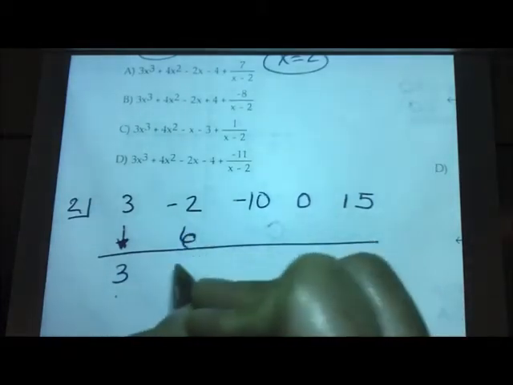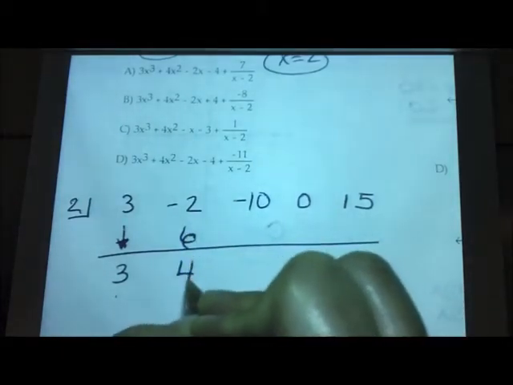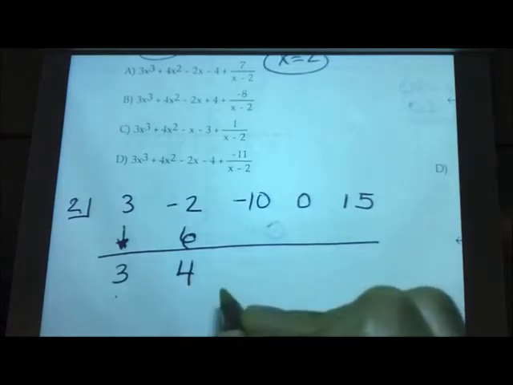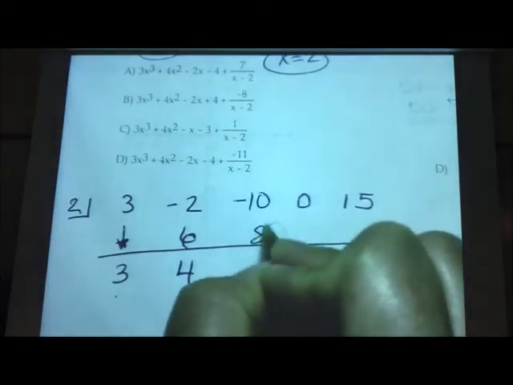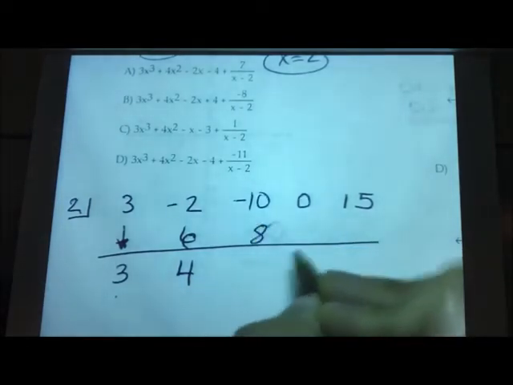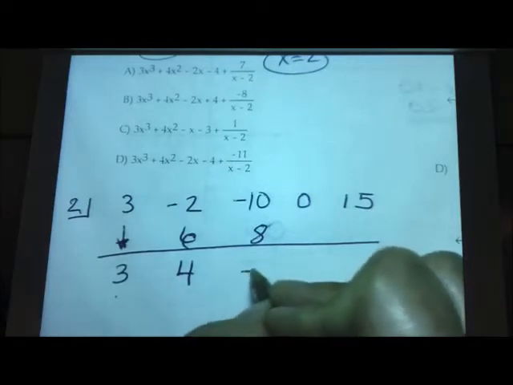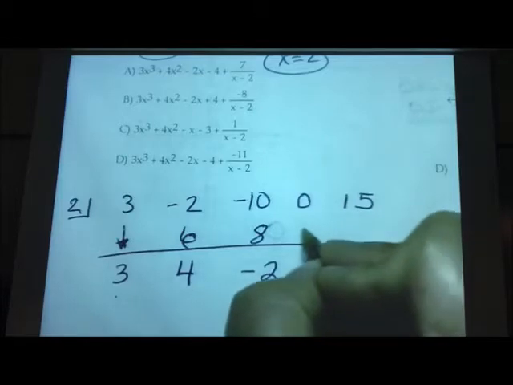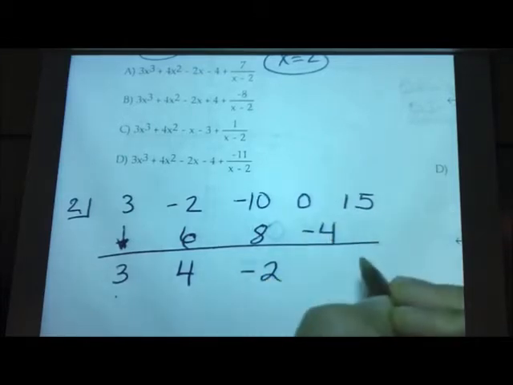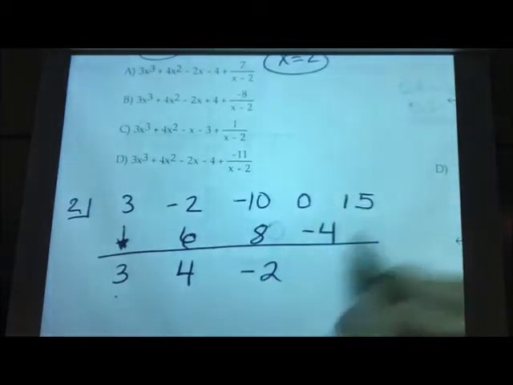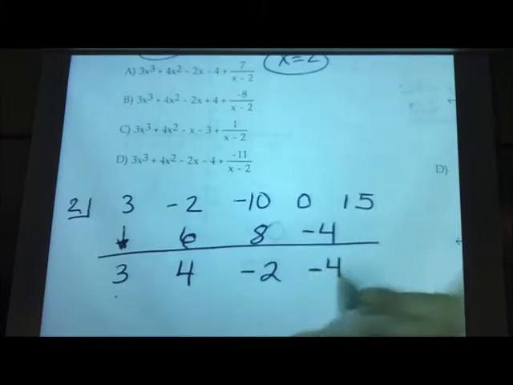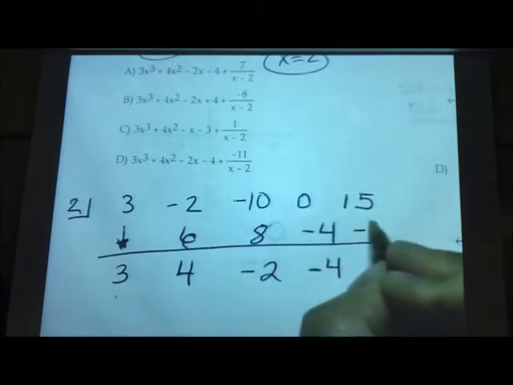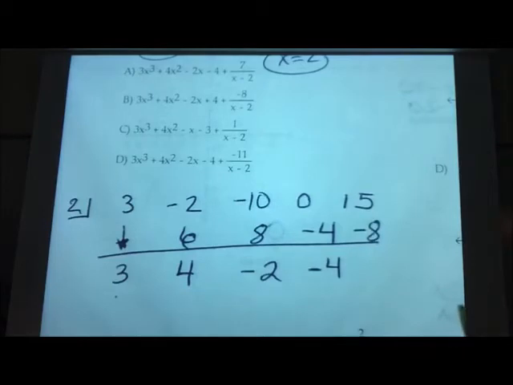Negative 2 plus 6 is a 4. 2 times 4 is an 8. Negative 10 plus 8 would be a negative 2. 2 times negative 2 is a negative 4. 0 minus 4 would be a negative 4. That is a negative 8. And then I have 15 minus 8, which is a 7.